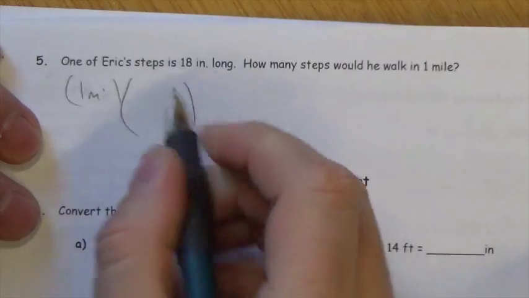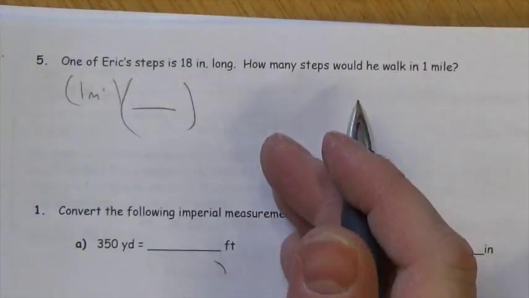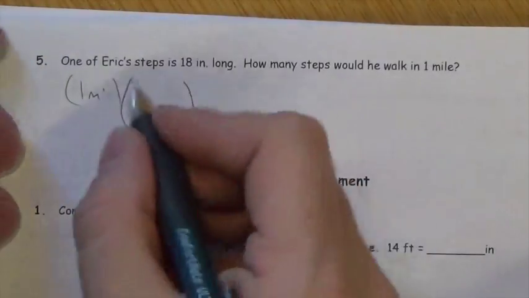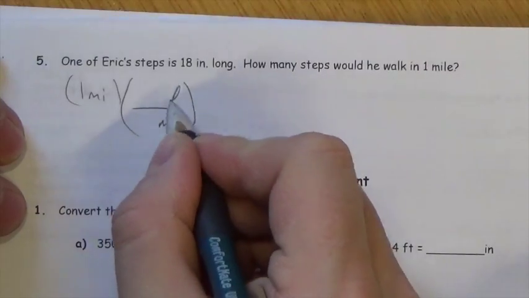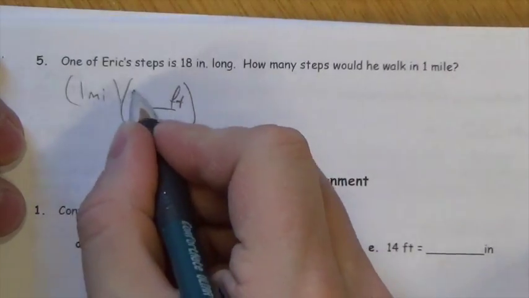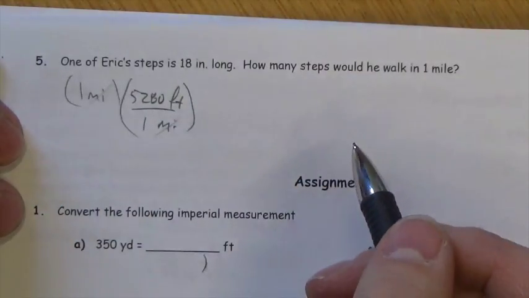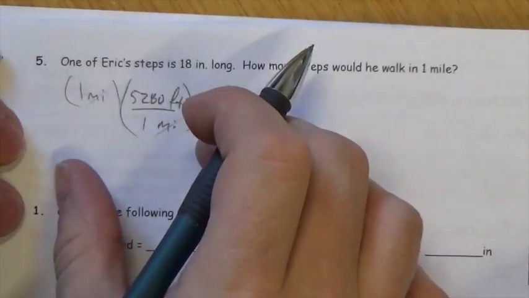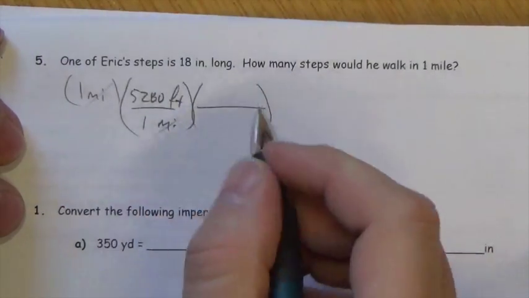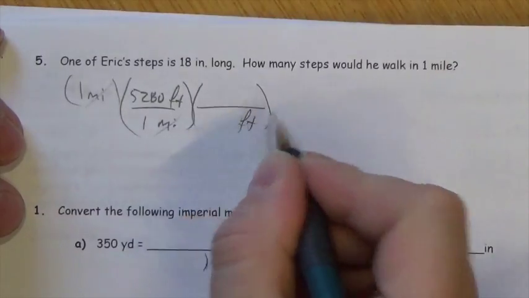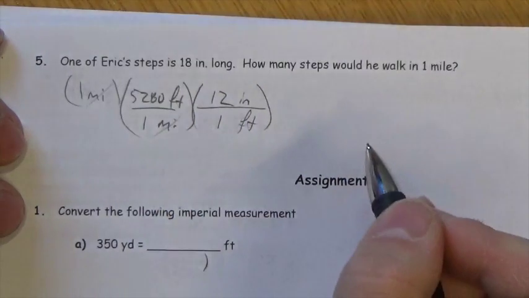What I'm going to do first of all is convert it into inches. I don't have a direct conversion right now from miles to inches, but I do have one from miles to feet. So 1 mile is 5,280 feet. And I do that so that the miles cancel. So now I'll have a number of feet. What I want to do now is convert feet into inches. So I'll put feet down here, inches here, and 1 foot is 12 inches.